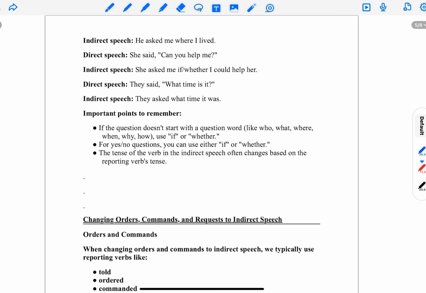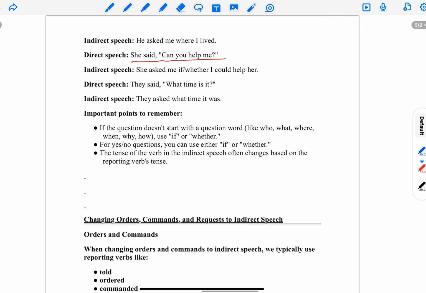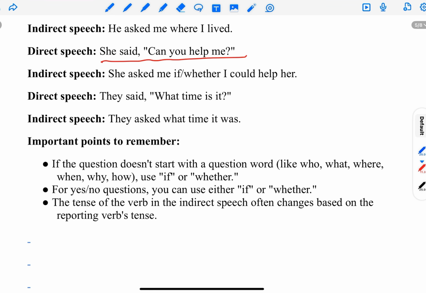Then there is one example of a yes/no type question. She said, "Can you help me?" How can you change this interrogative sentence into indirect speech? Since we know this is a yes/no type question, in such questions we use either if or whether. So she asked me if I could help her.